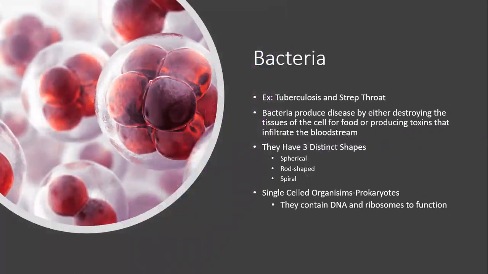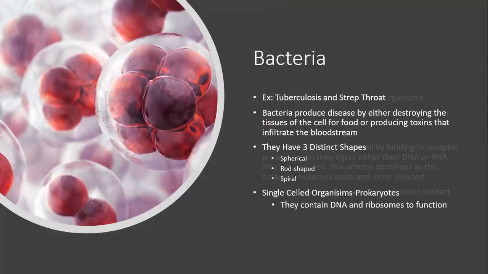So first up, bacteria. Some examples that you might know are tuberculosis and strep throat. Bacteria can produce disease by either destroying the tissues of the cell for food or producing toxins that infiltrate the bloodstream. They have three distinct shapes. They can either be spherical, rod-shaped, or spiral. And they are single-celled organisms, otherwise known as prokaryotes. And they contain DNA and ribosomes, so they have the proteins they need to function.